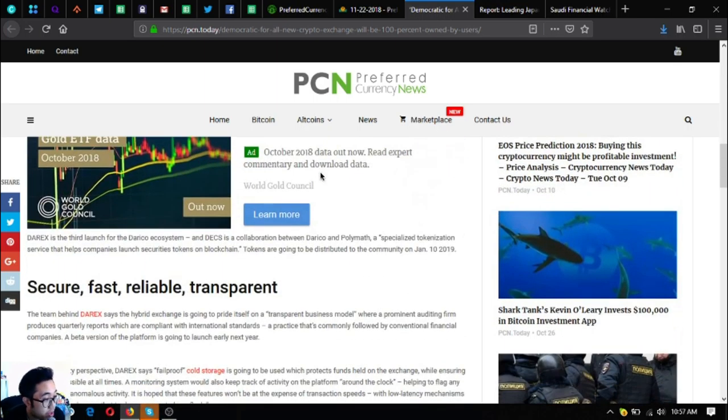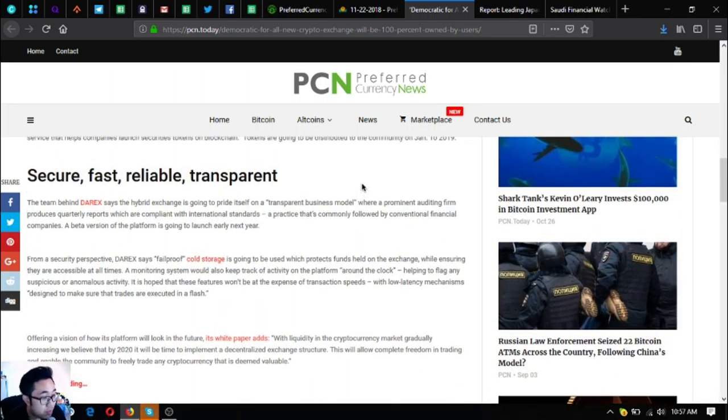This exchange is the third launch of the ecosystem, and DEX is a collaboration with Polymath, a specialized tokenization service that helps companies launch security tokens on blockchain. Tokens are going to be distributed to the community on January 10, 2019. Okay, so: secure, fast, reliable, and transparent. The team says the hybrid exchange is going to pride itself on a transparent business model, where a prominent auditing firm produces quarterly reports which are compliant with international standards, a practice that's commonly followed by conventional financial companies. A beta version of the platform is going to launch early next year.